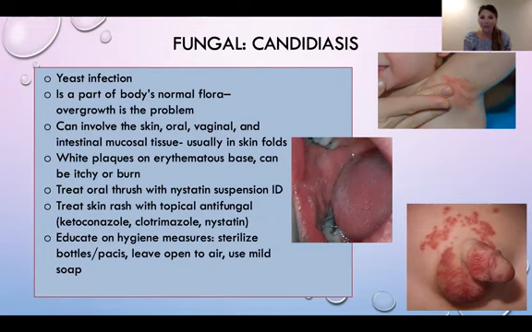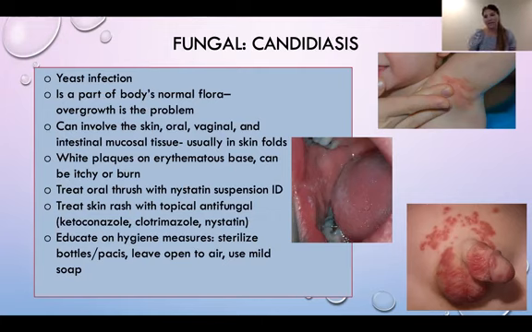If you have a baby that's having a yeast diaper rash or thrush in the mouth, we've got to be sanitizing their bottles, their pacifiers, the nipples, anything that's going to go in their mouth. We've got to be boiling it after each feed, because that's how yeast is going to spread.